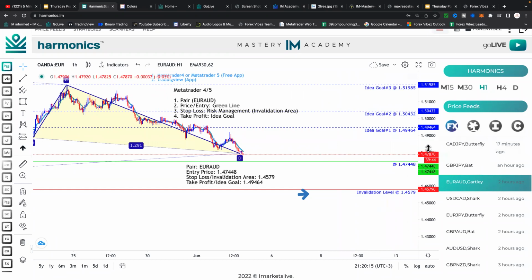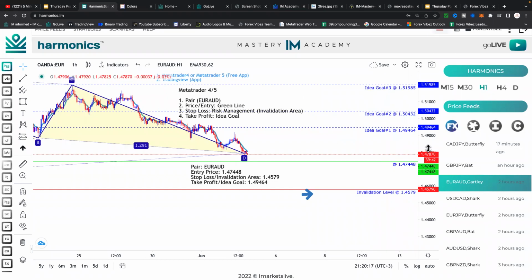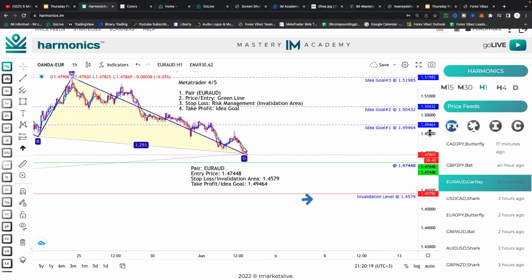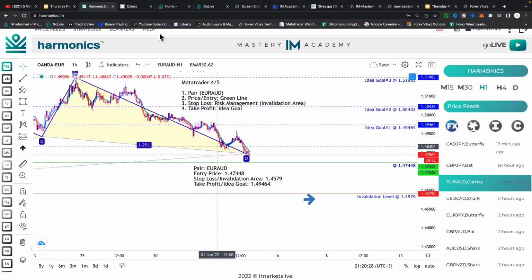Now remember, the scanner is not guaranteed, but it does pretty darn well, especially for beginners. If you're like, hey, I don't have time to sit down and mark up charts on my own, the scanners are here for you. So what I want to show you next is another simple scanner. We have multiple different strategies, especially for my advanced people. Remember, all the strategies work. You just have to decide what type of trader you are.